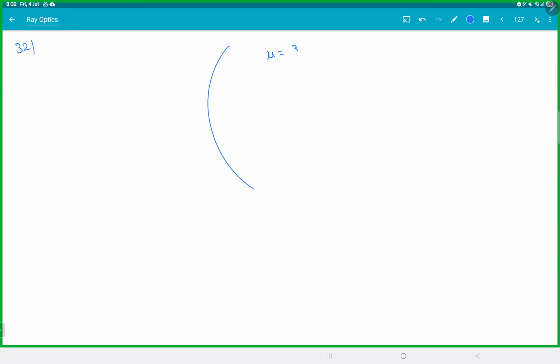Let's say mu1 is 3/2, mu2 is 2. Radius is 20 centimeters. We have an object here moving with 2 centimeters per second. Find the velocity of the image in the ground frame.